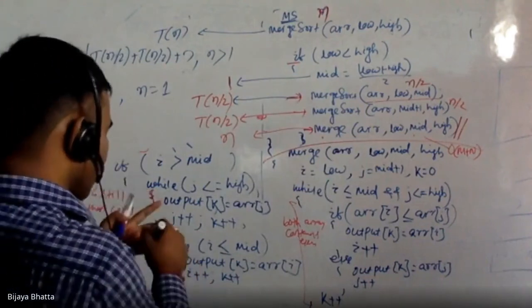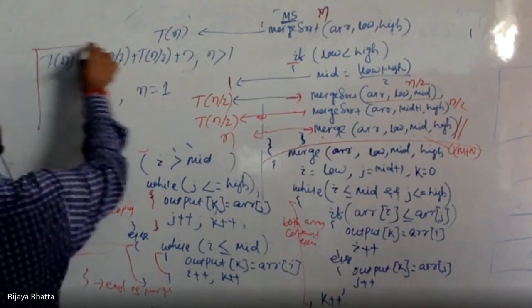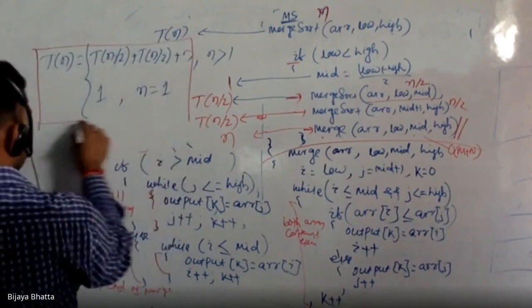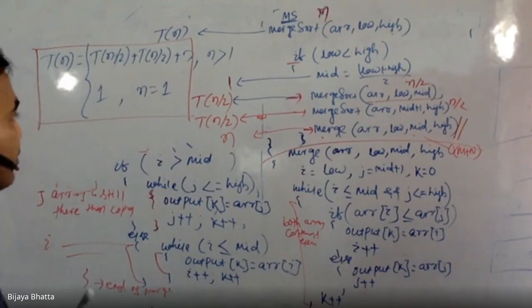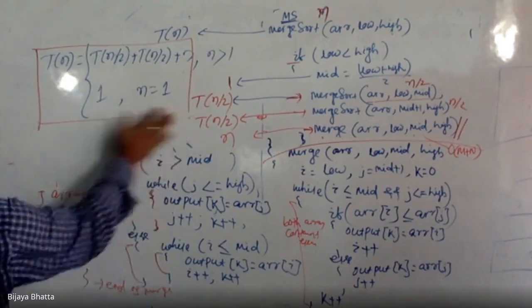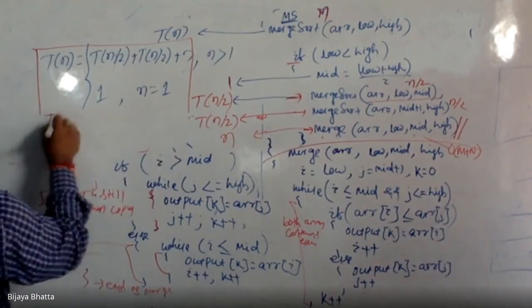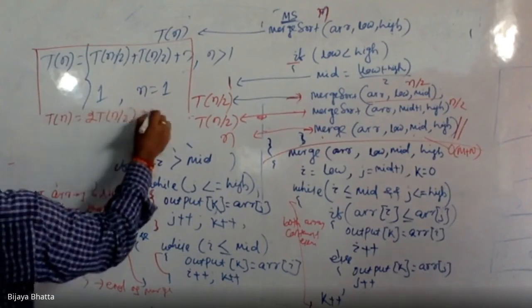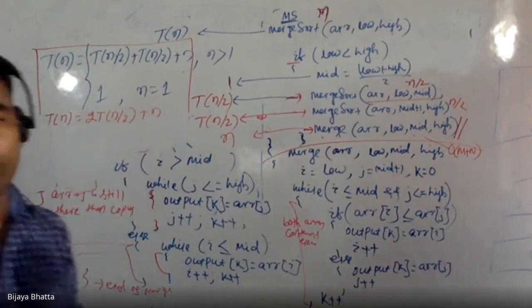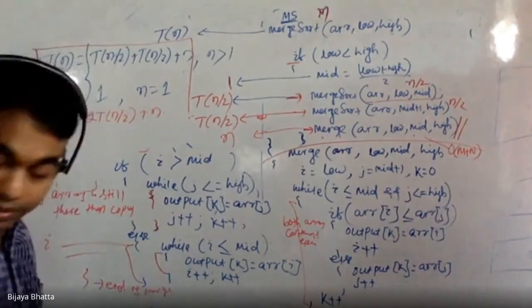So this is going to be a recurrence relation, right? If you solve this, the equation is going to be T(n) equal to 2T(n/2) plus n. That's how the equation is going to be formulated. So if you try to solve this.